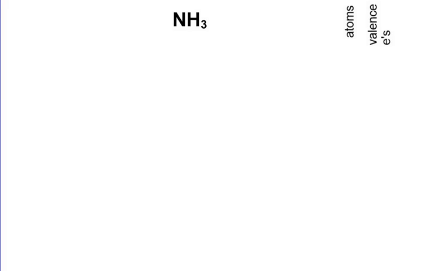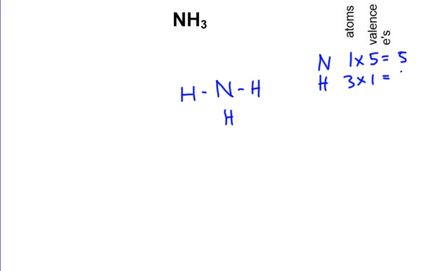Ammonia. We've got nitrogen in the middle because we know it can't be hydrogen, and we got hydrogens on the outside. I think you're probably beginning to get the idea by now of how this works. We got one nitrogen. His valence is 5. What column is he in? He's in 5. So he has 5 valence electrons. It's equal to 5. And we have hydrogens, 3 of them, times 1. That gives us 3. Total is 8.